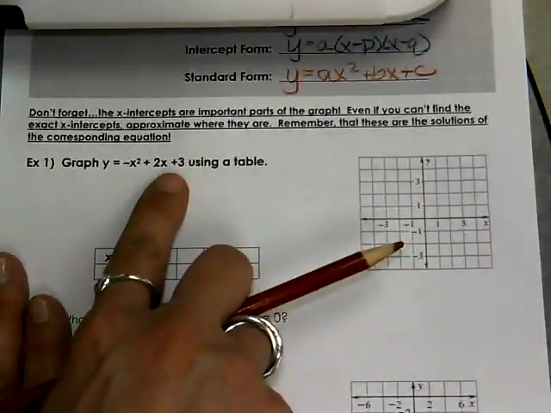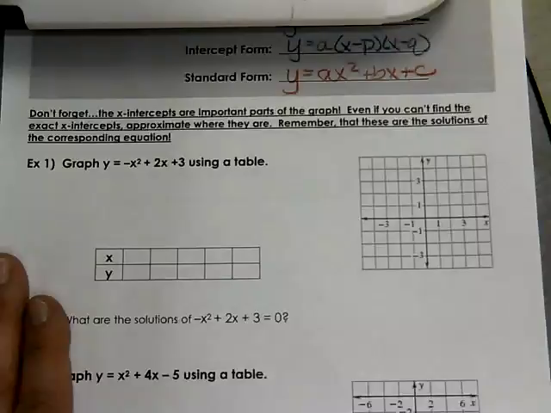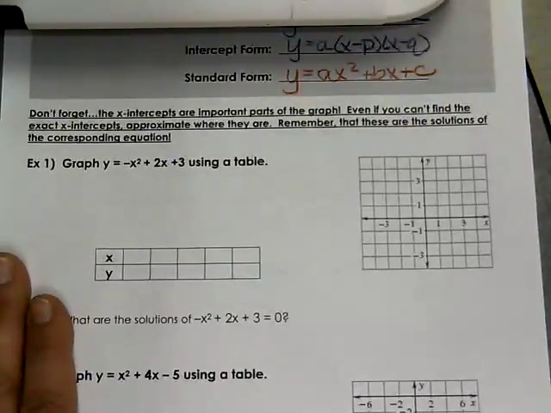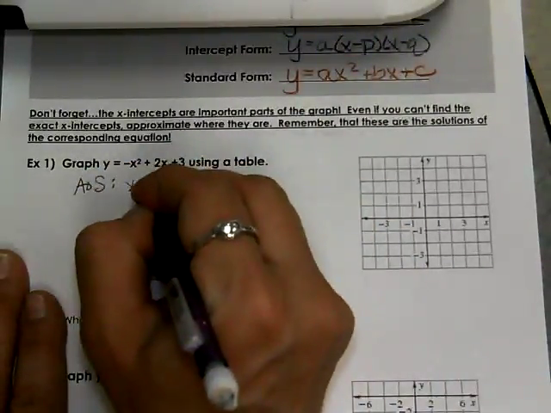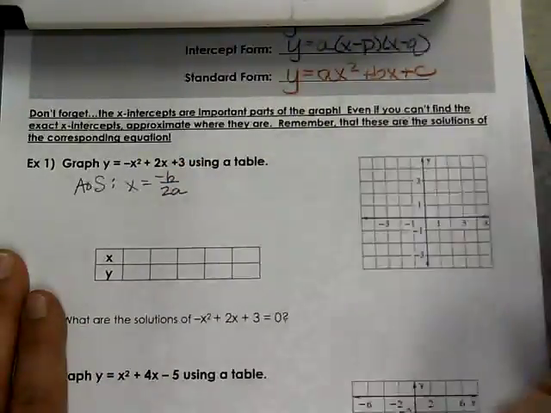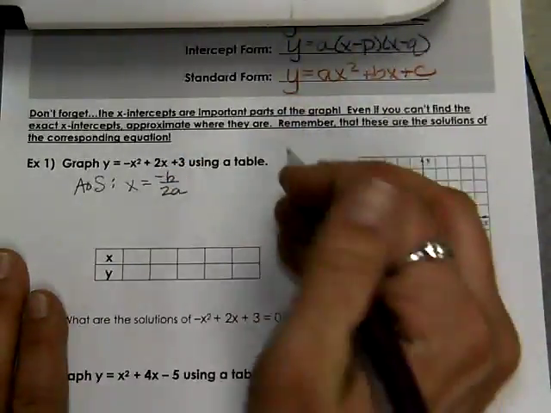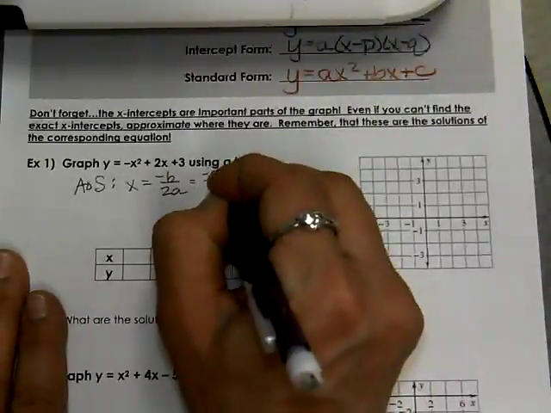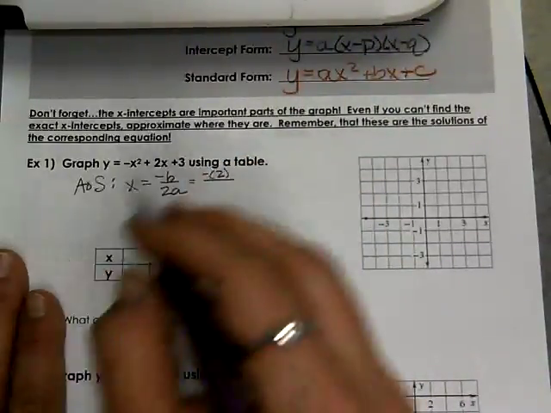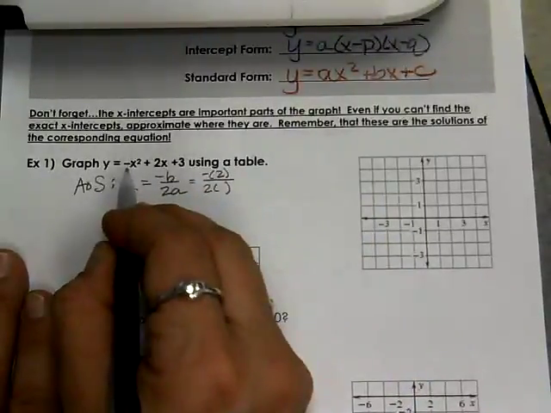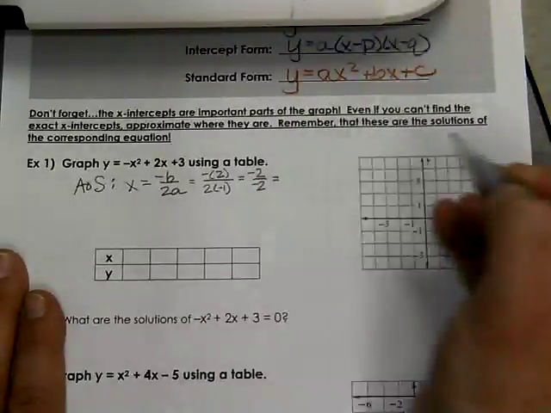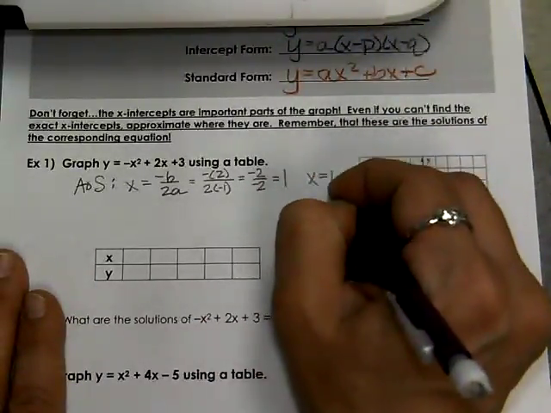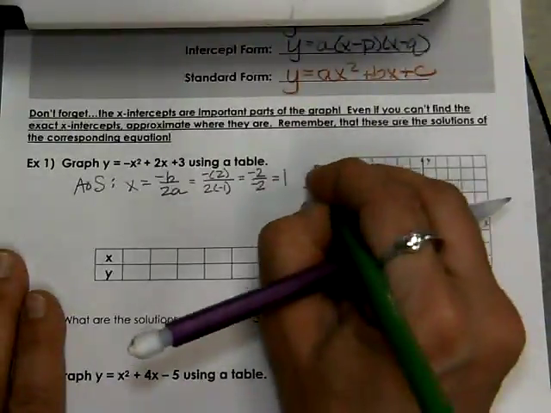Let's review how to graph in standard form in example 1. So we're going to graph y equals negative x squared plus 2x plus 3. The first thing we wanted to find was the axis of symmetry. We know that for the axis of symmetry, we use x equals negative b over 2a. Our b is the coefficient of x, which is 2. Our a is the coefficient of x squared, which is negative 1. So we have negative 2 over negative 2, which gives us 1. So our axis of symmetry is x equals 1.